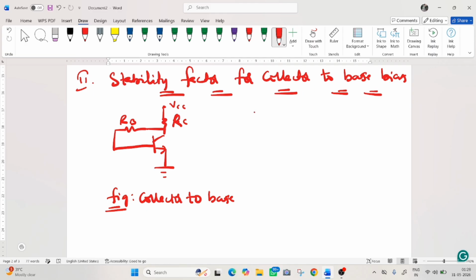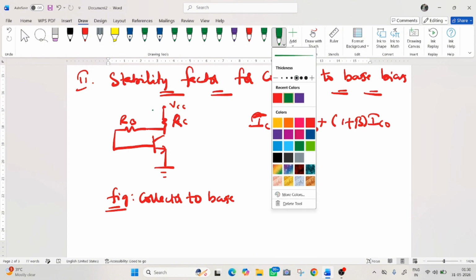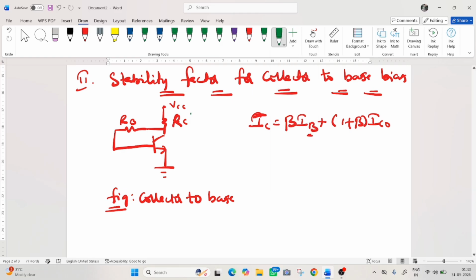Now we'll try to find this one. Again, we have to do the same thing. Dou IC by dou ICO, we have to find it. For that, we know the standard expression, that is IC is equal to beta times IB plus 1 plus beta times ICO. So again, we have to find IB in this expression. How to find this IB? Again, we have to apply KVL here. What is the current here actually?